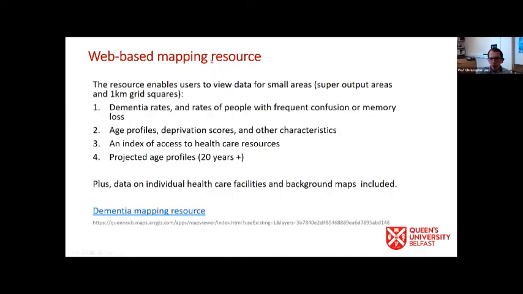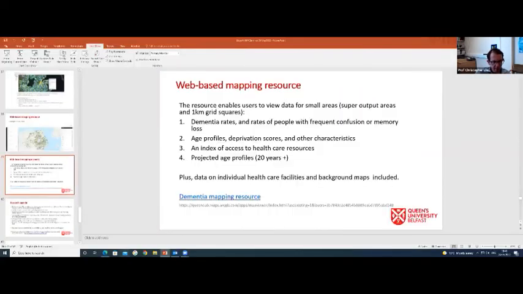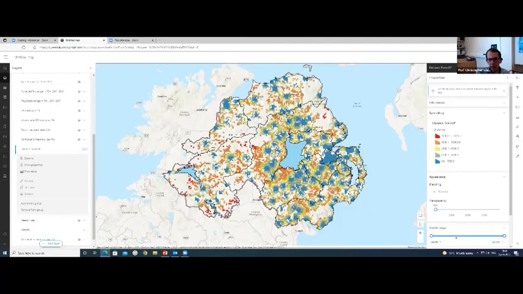So we'll have a look at the resource now. I'm just quickly checking how long we've got. So we've got enough time, I think, to have a look at it. It will enable you, as I've said, to look at these geographical areas and the index and projected profiles and a variety of other things. So what I'm going to do is leave the presentation for a moment, and hopefully you can now see a screen in front of you with a map of Northern Ireland.